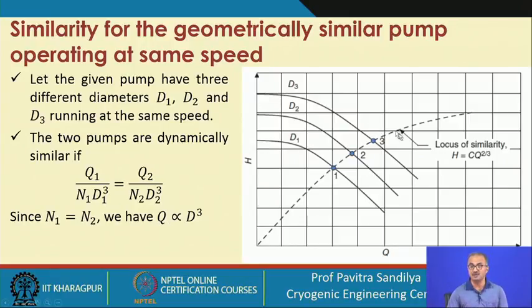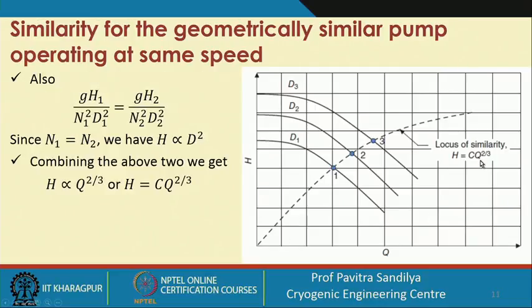Here we see again these curves, where we are plotting the HQ curves for different diameters, and this is the system curve. And how we get this H proportional to Q to the power 2/3, we shall see now. Here we are finding the head versus the diameter and the speed of rotation. Again we put N1 equal to N2, and we find head varies as D squared. That is, if we double the impeller diameter, then the head will increase by 4 times. If we halve the impeller diameter, then the head will come down 4 times, that is, it will become 1/4 of the original value.